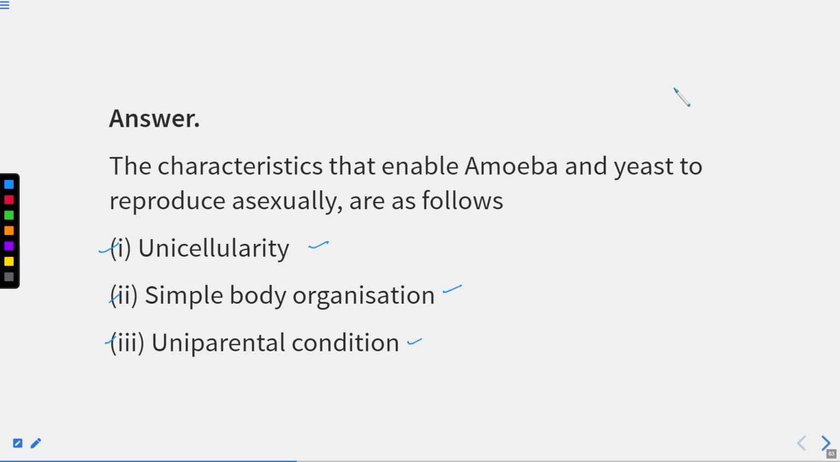Amoeba can reproduce by binary fission. Yeast can reproduce by budding. There is cell division and offsprings are formed which are identical to the parent.